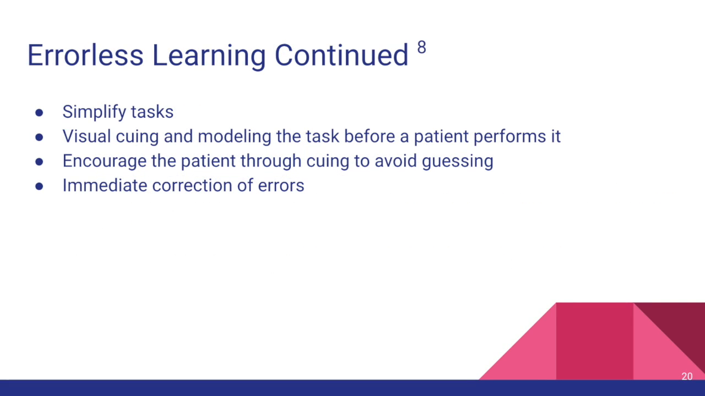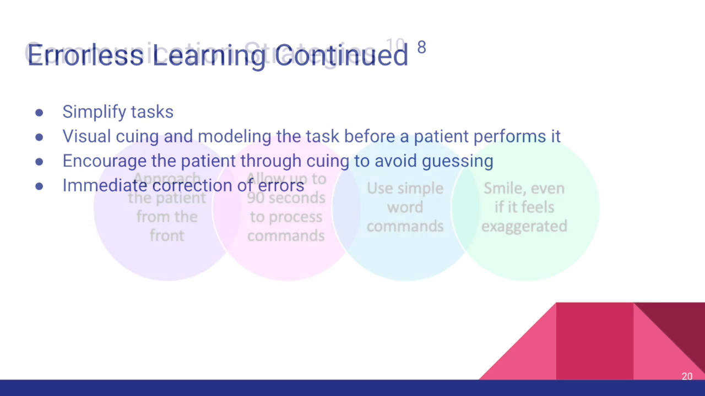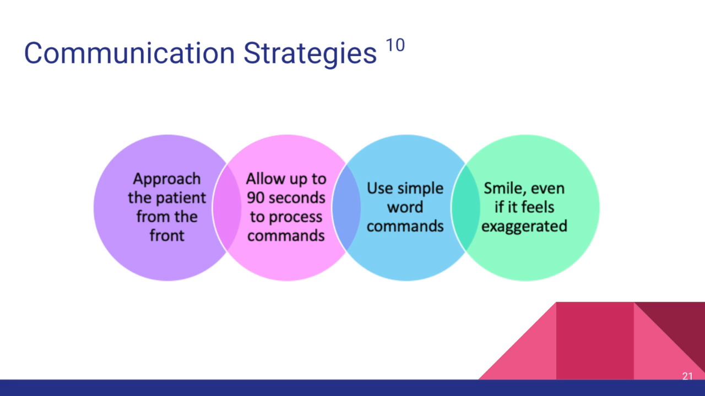Here are some ways to promote errorless learning. You can simplify tasks, use visual cueing and modeling the task before a patient performs it, encourage the patient through cueing to avoid guessing, and immediate correction of errors. When a patient masters the task in its simplified version and performs it without errors, the difficulty level can gradually be increased. Here are some helpful researched communication strategies to incorporate when treating patients with dementia.